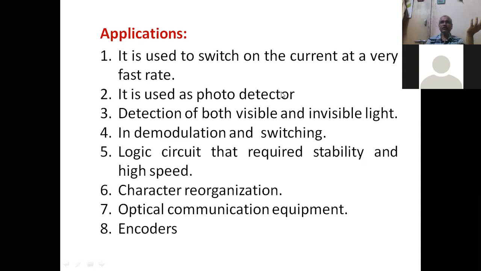Photodiode is used as a photo detector. This detection works for both visible and invisible light.